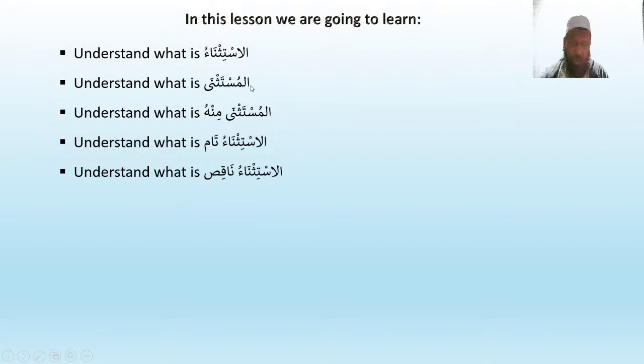Al-mustathna is the main topic. So we are doing al-jumlatul fi'liya, and we have done many slots in jumla fi'liya. One of the slots in jumla fi'liya, or sometimes it can be in al-jumla ismiya as well, is the slot of al-mustathna. So to understand mustathna, we need to understand al-istithna itself, and then al-mustathna minhu, al-istithna tam, and al-istithna naqis. All right, before we go deeper into the lesson, let's recap.